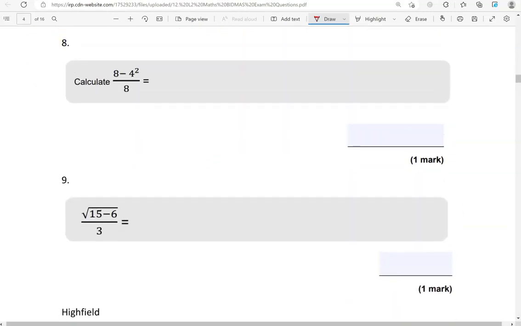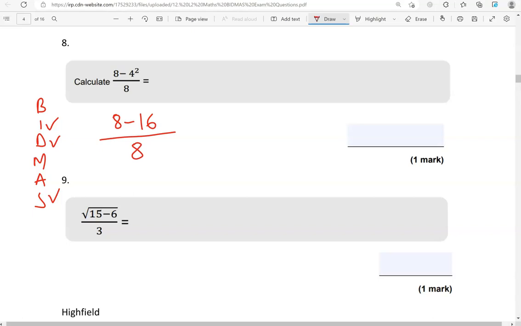Now we have to calculate 8 minus 4 squared, that is all divided by 8, because we know the fraction line means division. Let's write BIDMAS on the side. So we've got subtraction, we've got indices and division. Let's just do the index first before we do division and subtraction. So we'll rewrite this as 8 minus 4 squared. 4 squared, that is 16.